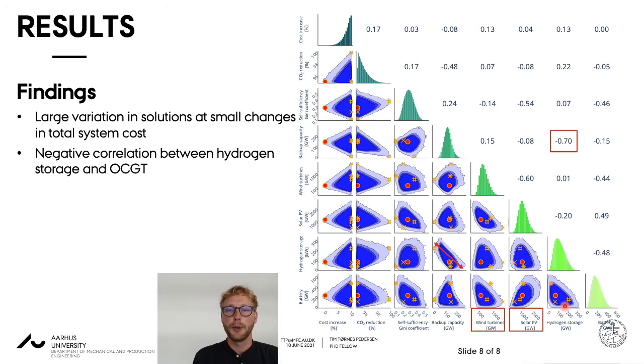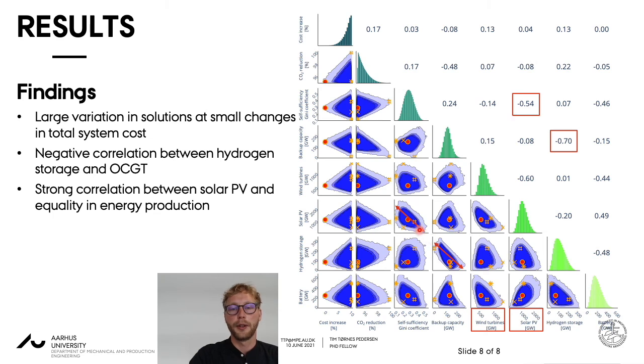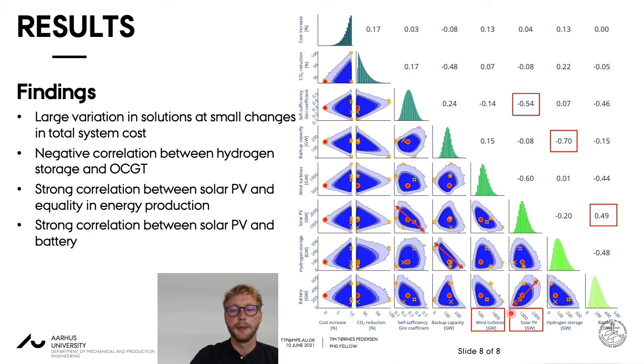Some of the other findings that we also did is that we see a very strong negative correlation between the gas turbine capacity and hydrogen storage. That is because these two technologies fulfill the same role in our model. So they both provide energy when renewable resources are scarce. We also see a very strong correlation between equality in the model and the installed solar PV capacity. So you see down here we have the Gini coefficient, and when we have a low Gini coefficient, we also see a high installation of solar PV capacity. We also find a strong correlation between solar PV and battery capacity.